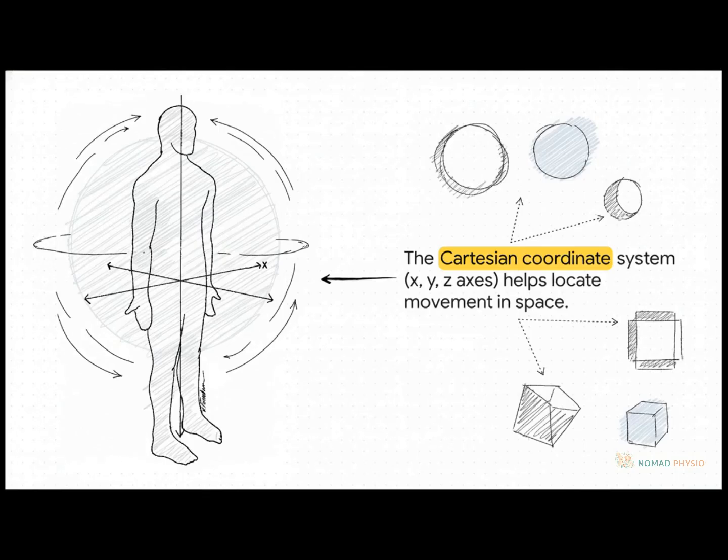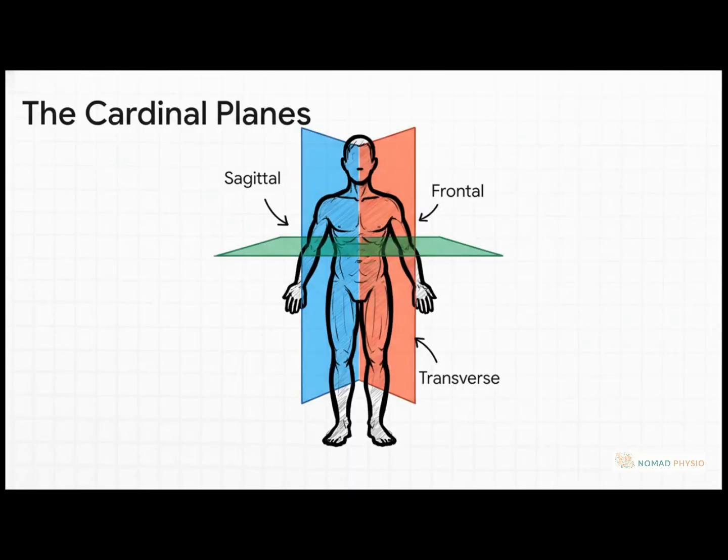To describe where something happens, you need a map. In biomechanics, our map is the classic Cartesian coordinate system. You know, the X, Y, and Z axes. This gives us a universal frame of reference for any motion, whether it's up and down, side to side, or front to back. These axes create what we call 3 cardinal planes.